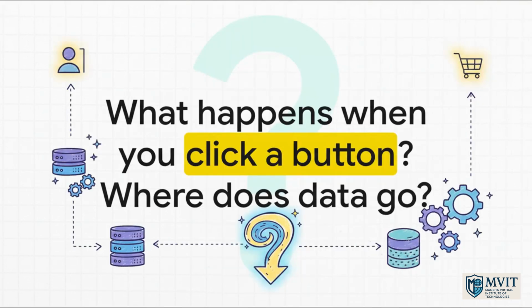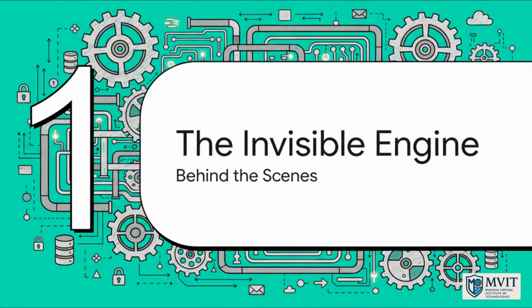But have you ever really stopped to think about what happens after you click that button? When you hit login or add to cart, where does all that information actually go? And how does the app magically know what to show you next? Well, that's where the real story begins. We're about to jump into that hidden world. This is the invisible engine, the place where all the heavy lifting happens, completely out of sight.